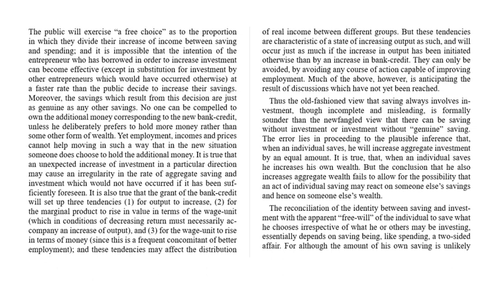It is true that an unexpected increase of investment in a particular direction may cause an irregularity in the rate of aggregate saving and investment, which would not have occurred if it had been sufficiently foreseen. It is also true that the grant of the bank credit will set up three tendencies: 1. For output to increase, 2. For the marginal product to rise in value in terms of the wage unit, which, in conditions of decreasing return, must necessarily accompany an increase of output, and 3. For the wage unit to rise in terms of money, since this is a frequent concomitant of better employment, and these tendencies may affect the distribution of real income between different groups.